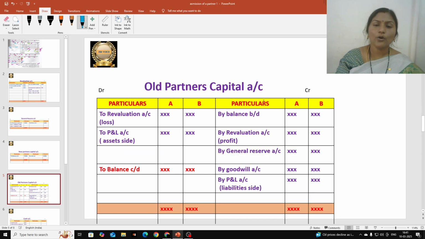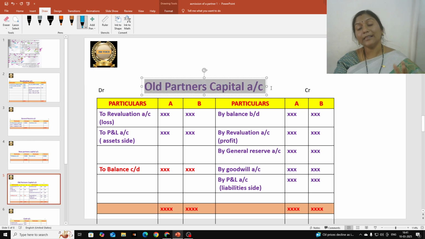The next account is the old partners capital account. So this is the format of the old partners capital account. Whatever we have in the question, that we are going to write here. If anything is not available, we will remove that. But you have to remember the format. First we should write on the credit side, students. In our question, how many old partners are there? 2 are there, Amar and Akbar. So we are preparing the old partners capital account.